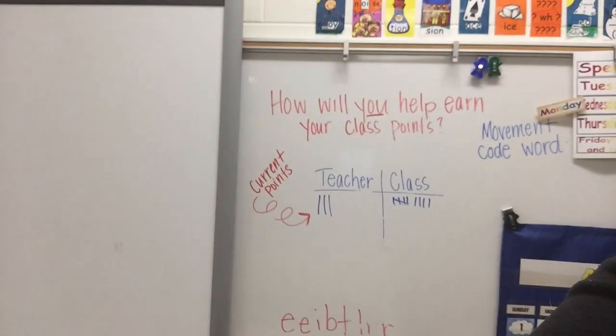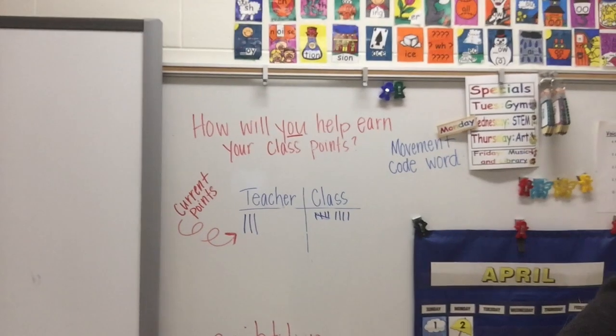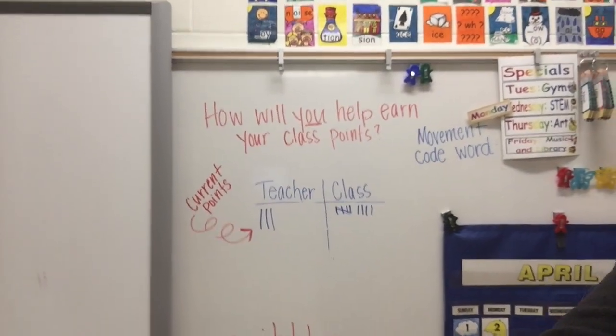Let me flip it around, maybe if I can. Oh, it's not going to let me. Okay, so here's our scoreboard. Super simple. It's probably backwards. It sure is. Basically, it's just how will you help earn your class points today. So there's a teacher side and a class side. You will see me, it's backwards, so there's no point for me to keep it on there. You'll see in the video that they get points when they're doing their job, when they're following the 7 components.